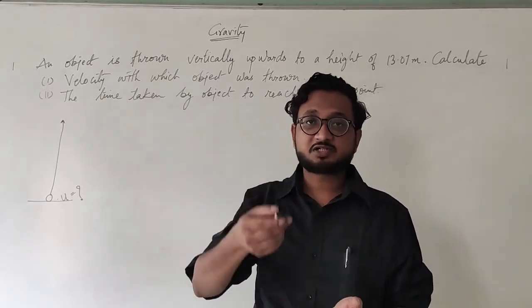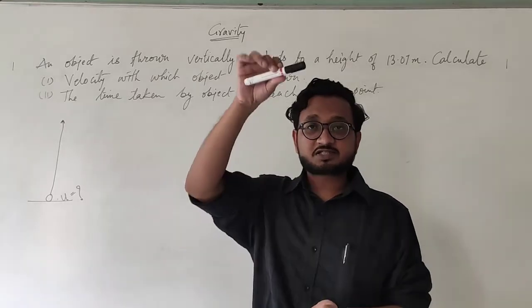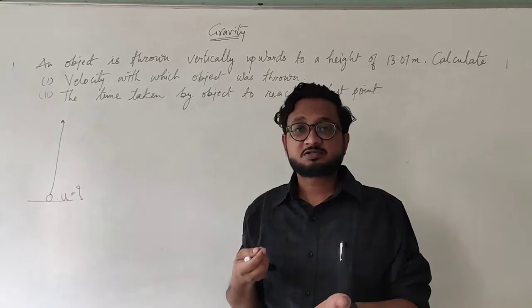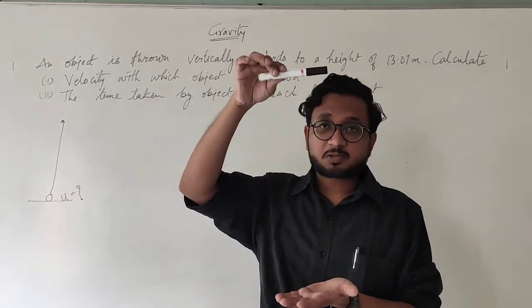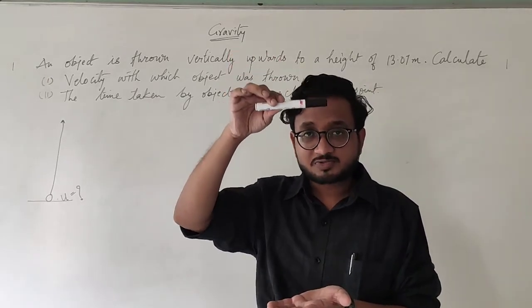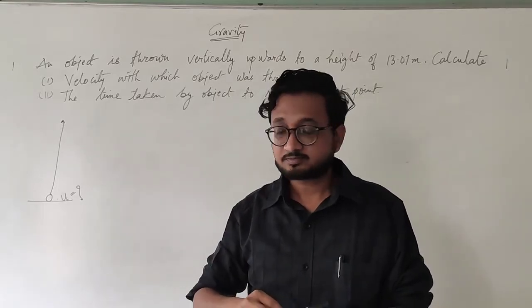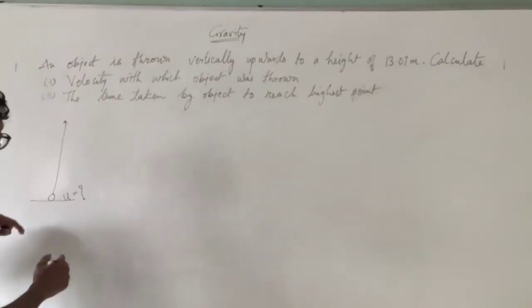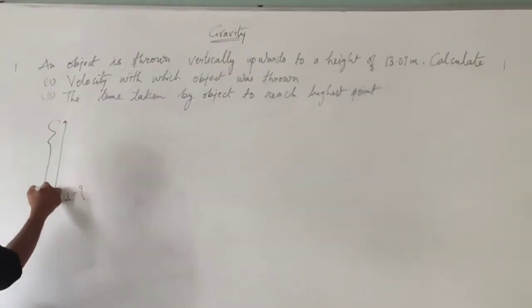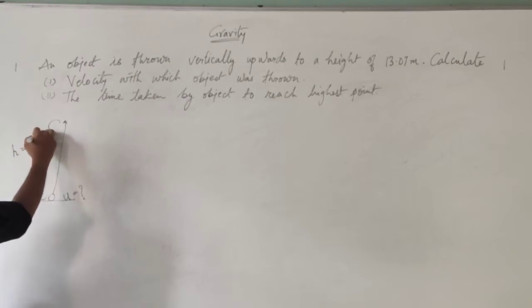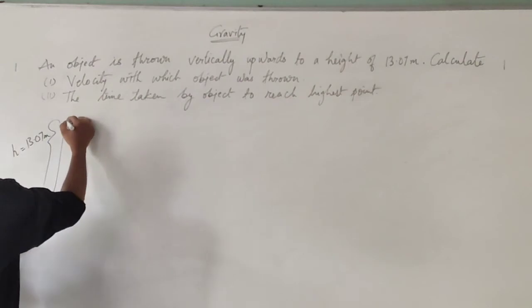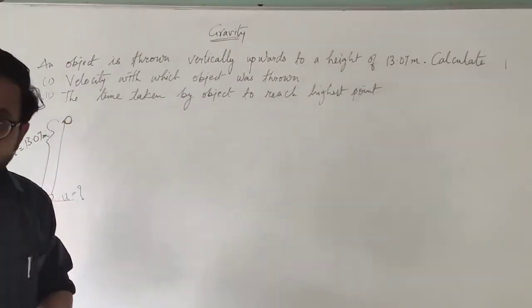So let's say that this object is thrown upwards. As you can see, it reaches a certain point and then it starts to come back. Because whenever I am throwing it with a certain speed, that speed comes to a certain point, then it becomes 0, then the object starts falling again. Okay, so this is exactly what is happening over here. So the boy is throwing the ball to a certain height. That height has been given to you, height as 13.07 meters.